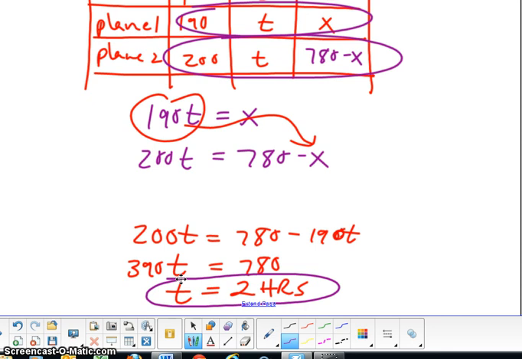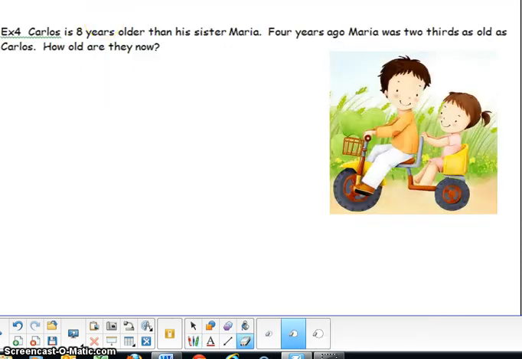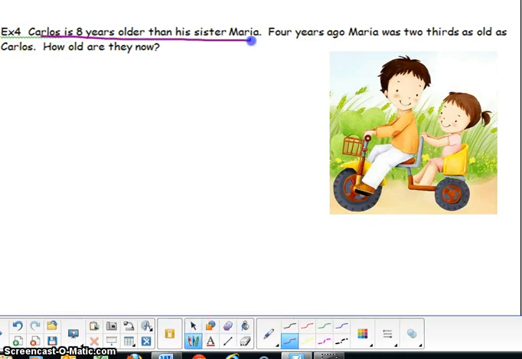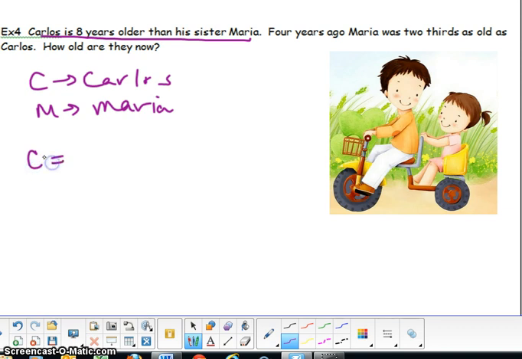Okay, so the last one. For the last one, we have a brother and a sister, and we've got two different things going on. In this first sentence, it says Carlos is 8 years older than his sister. So C is going to be Carlos, and M we're going to use as Maria. It'll help with distinguishing between the two of them. Okay, so the first sentence, it says Carlos is 8 years older than Maria. So you would write it like that.